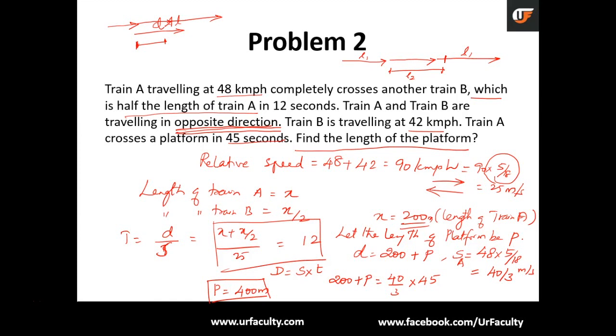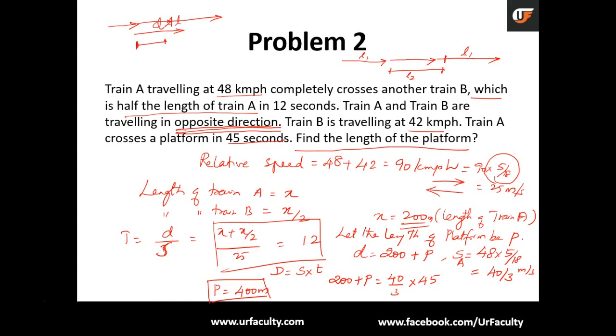Then we are asked to find out the length of the platform. The question then moves on to assuming the length of the platform to be P, and hence your new distance is equal to 200, which is the length of train A, plus the length of the platform, which is P. And we know that the speed of train A is 48 km per hour, which is 40 by 3 meters per second. Then the equation is pretty simple. You apply D is equal to speed into time, and 200 plus P is equal to 40 by 3 into 45. And finally, you get the answer as 400 meters.